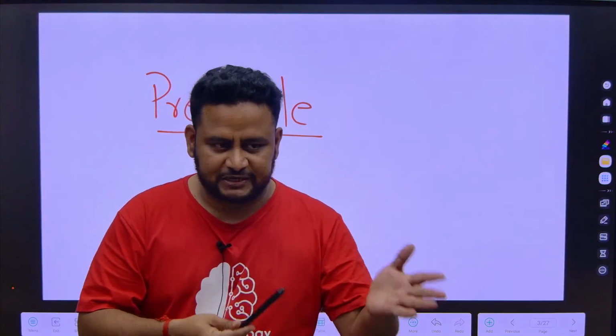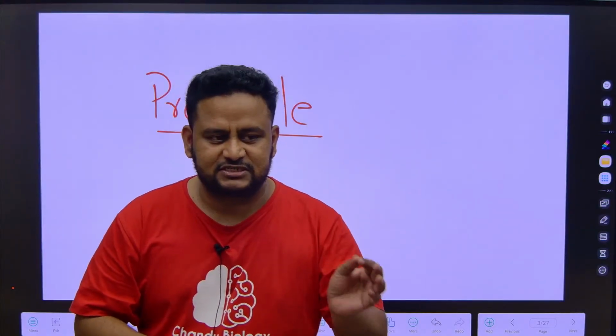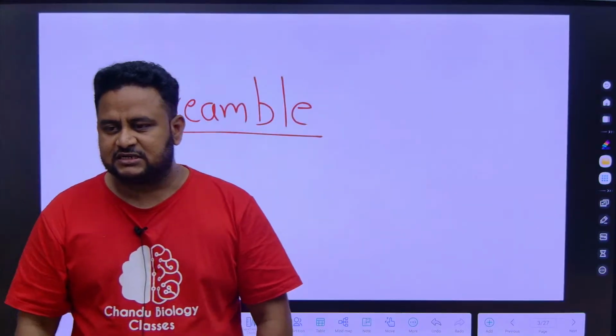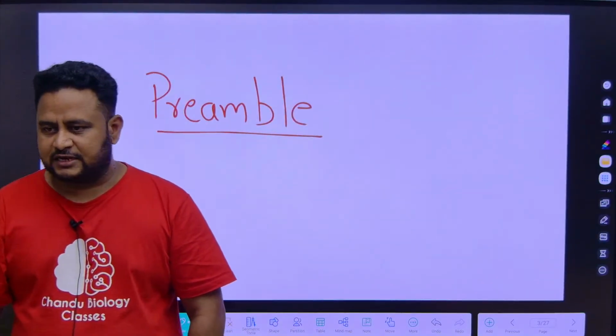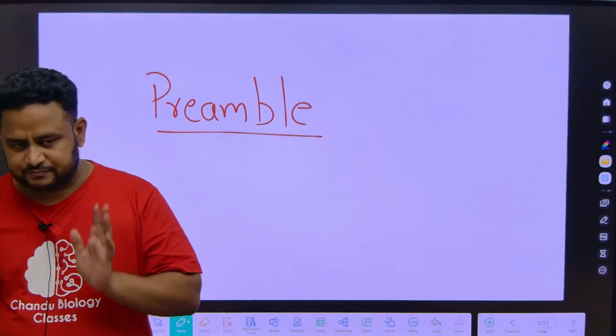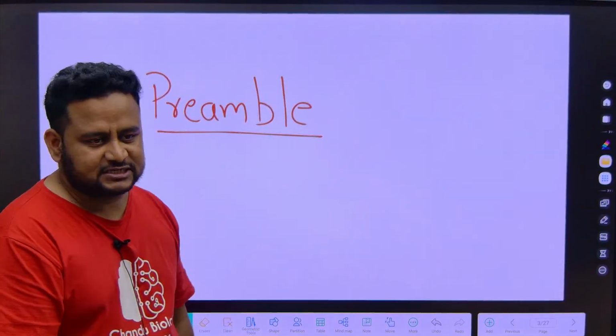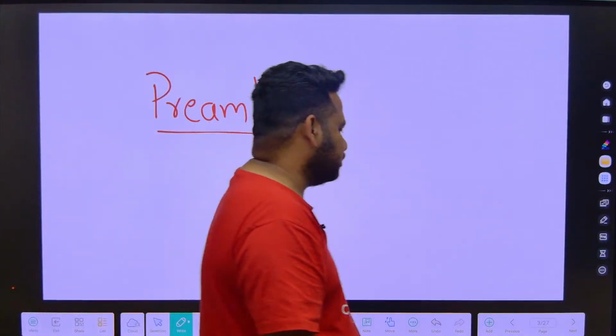The 11th schedule talks about panchayats. It has how many subjects? 18. Municipalities, 29. Okay, municipalities is 29. Got it? Clear? Now we will discuss the preamble of the Indian Constitution.